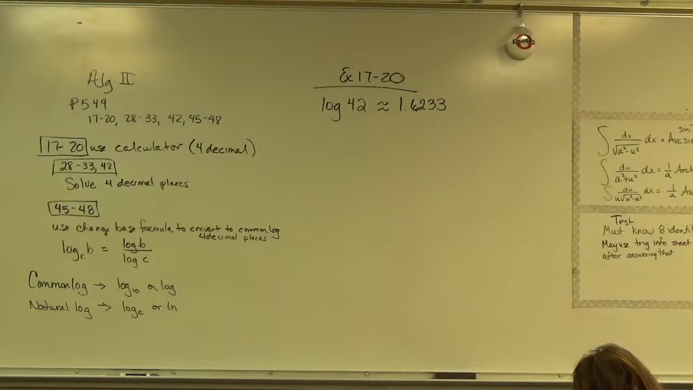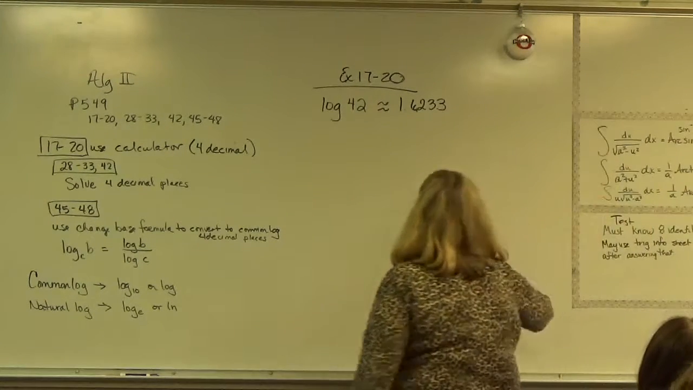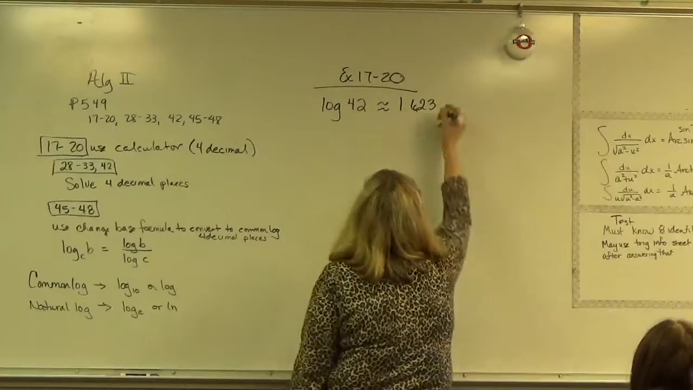Did you get it? Oh, 4. Oh, it's a 4. Then it won't round up. Yeah, I missed the 4. You missed the 4. You went to the next number? Yeah. So this should be 6232. Okay, let's try another one.